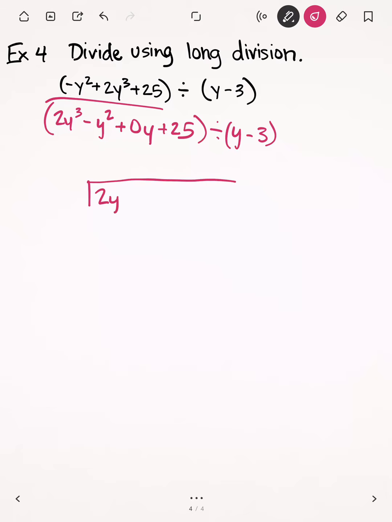So I have a 2y cubed minus a y squared plus a 0y plus 25. I get y minus 3 here. And so here we go. What do we need to multiply y by to get 2y cubed? 2y squared. So I multiply 2y squared times y, I get 2y cubed. 2y squared times a negative 3, that is a negative 6y squared.